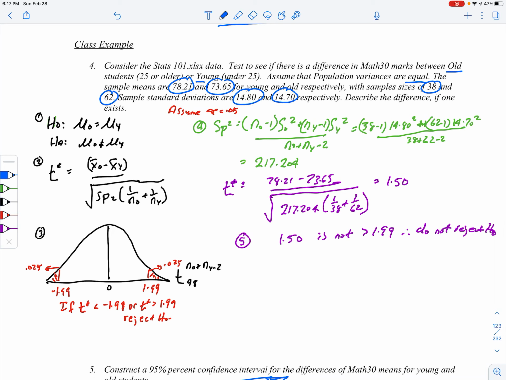So what we're going to do is use a t-distribution. We had 100 observations, so 100 minus 2 is equal to 98. And so your critical values are plus and minus 1.99.